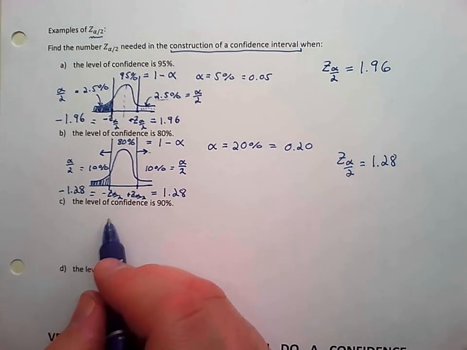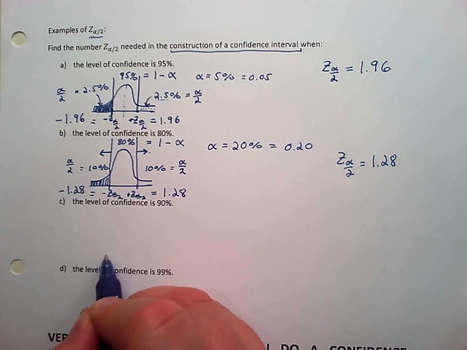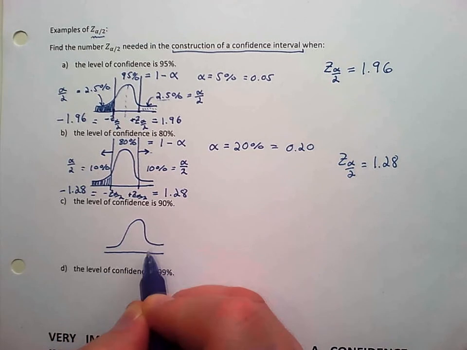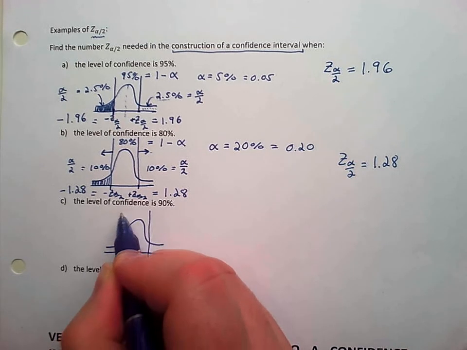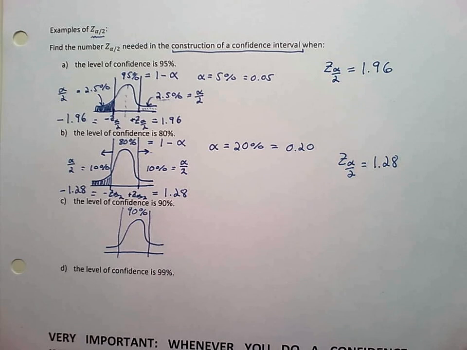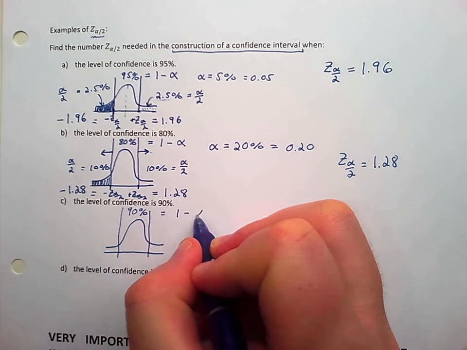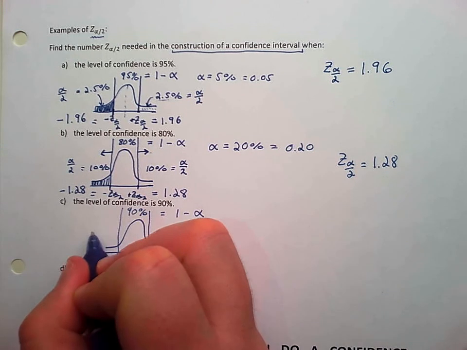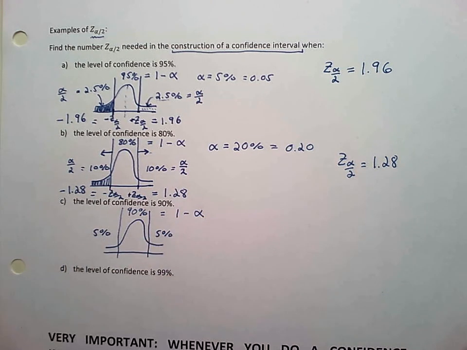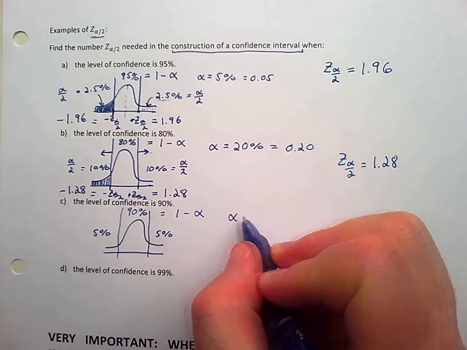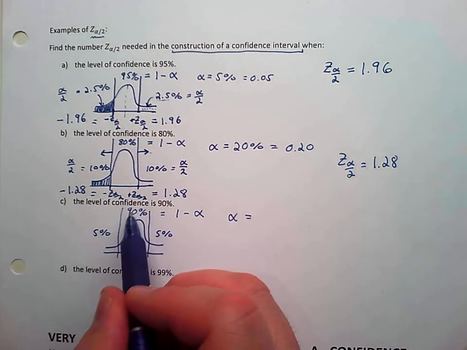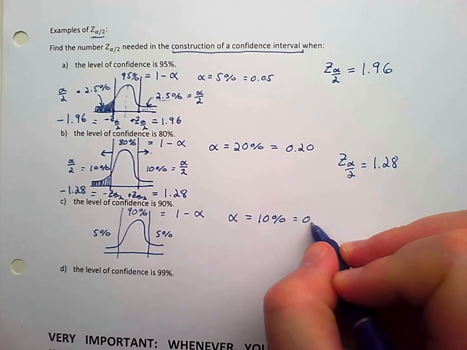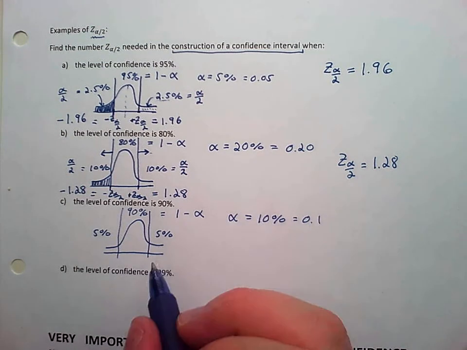Alright. For this next one now, our confidence level is 90%. Again, I'm going to do the exact same thing like we have been in the previous 2 examples. Between these two cutoffs now, we want to have 90% as our confidence level. Our confidence level, again, is given to us by 1 minus alpha. So therefore, over here we have 5%, and over here we have 5%. So alpha is going to be whatever is left over between 90% and 100%. So alpha is going to be 10% or 0.1.